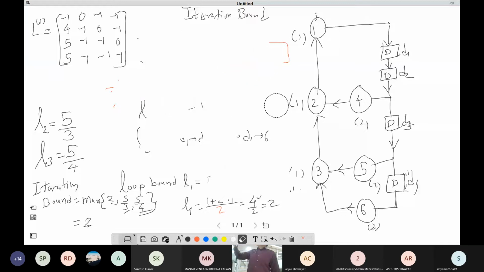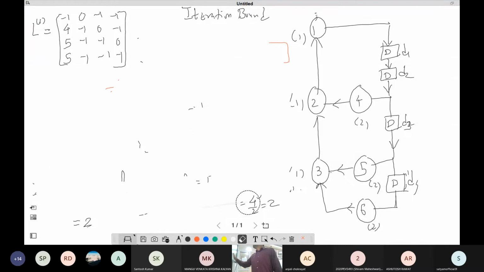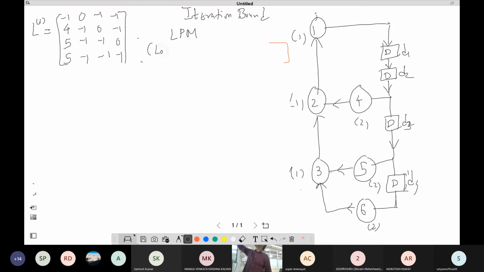I will stick with this graph, and then we will see the LPM method. There is one matrix drawn, and that matrix is required. Initially I have drawn this particular matrix. So we will see the LPM method. LPM stands for longest path.